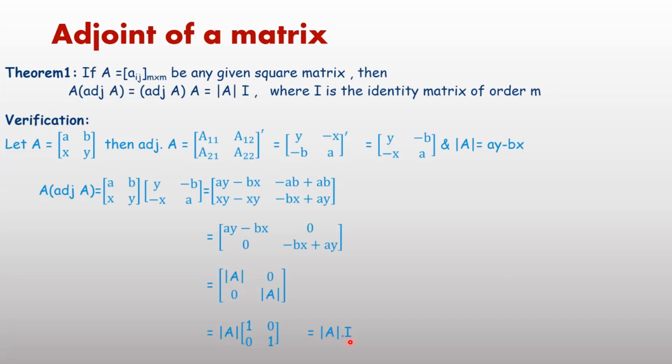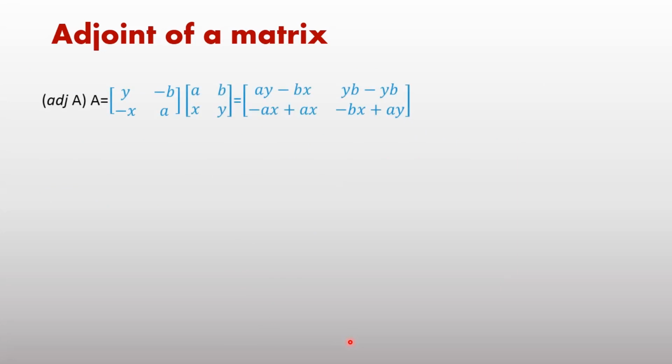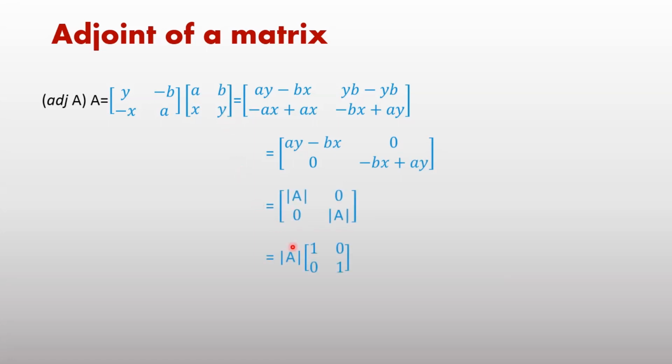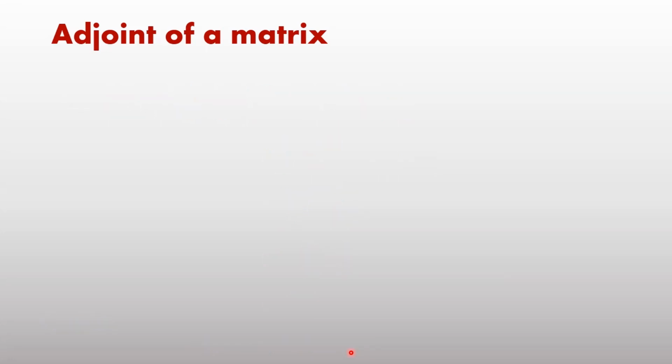Then next, the second part: adjoint of A into A. Multiply, and after solving we again get determinant of A into I. This means we can write the first theorem, which is verified here: A into adjoint of A, or adjoint of A into A, equals determinant of A into I, meaning the identity matrix.